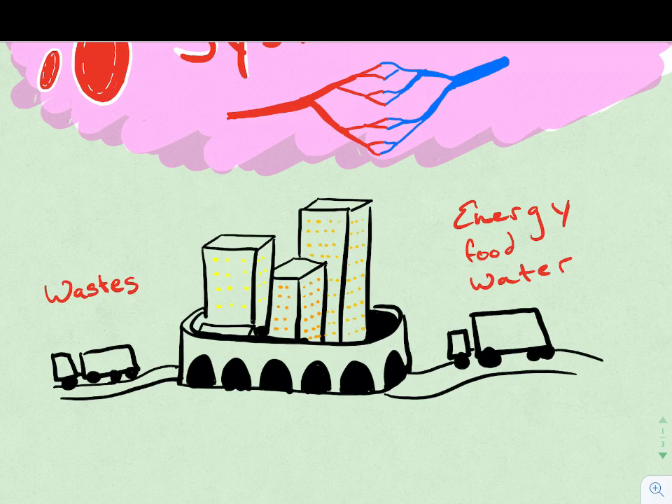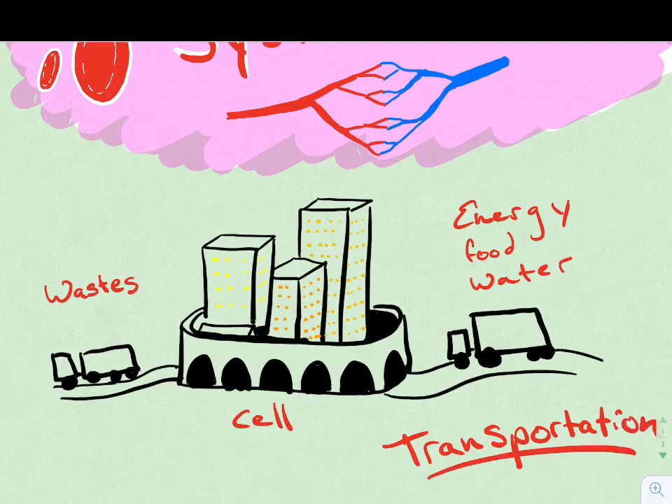Well, if you replace your city with a cell in this analogy, the same thing happens. The cell will eventually die if it does not get raw materials, if it doesn't get energy, and if it doesn't get rid of the waste products. So that's where the circulatory system comes into play. The circulatory system is all about transportation, and the way that it does that is with the blood. So all of those things get carried in the blood.